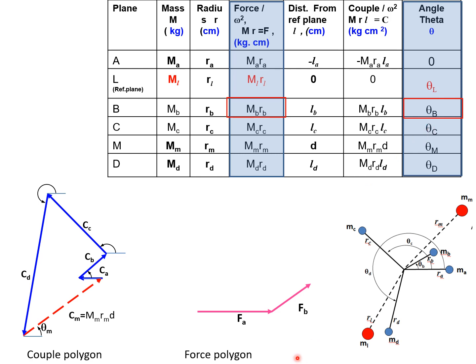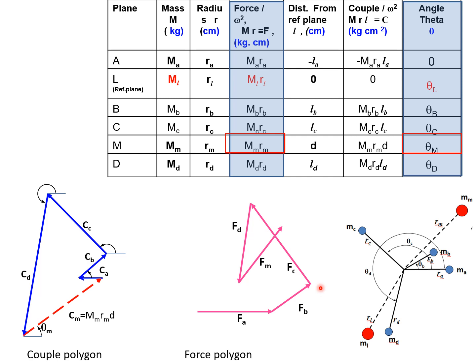We once again remember that we are drawing the vector at an angle of theta B from the horizontal line and measuring in the counterclockwise sense. Now the next vector will be drawn from the arrow of the previous vector, the length corresponding to MCRC at an angle theta C, the fourth vector MDRD at an angle theta D, and MBRB at an angle theta M.